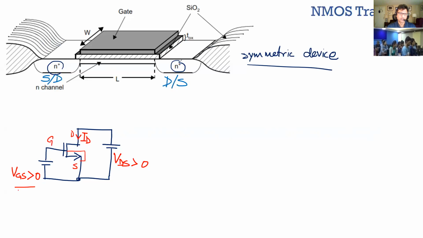In order to have it in the active region, to make it on, your VGS should be greater than 0, usually greater than VTN. VDS should be greater than 0, and then your ID flows from drain to source in an NMOS. Now, if I draw it this way, but actually I connect the voltage sources in the opposite fashion like that.